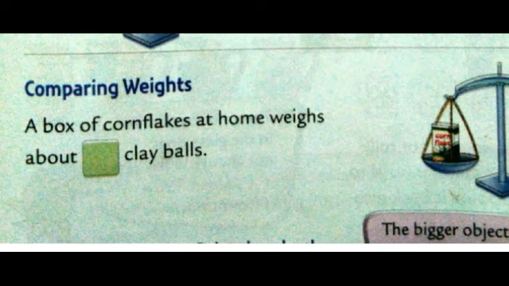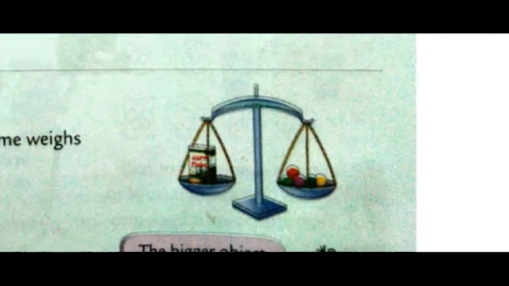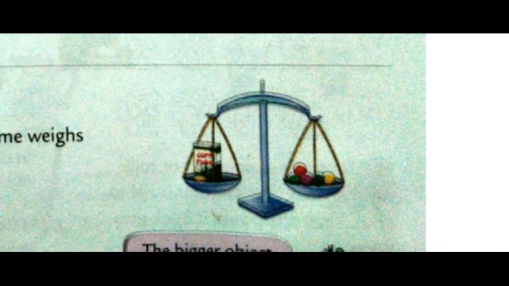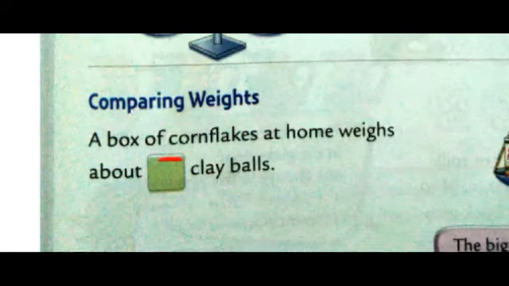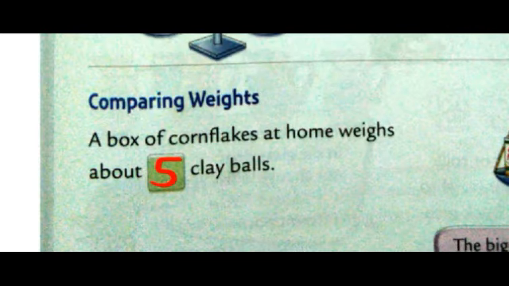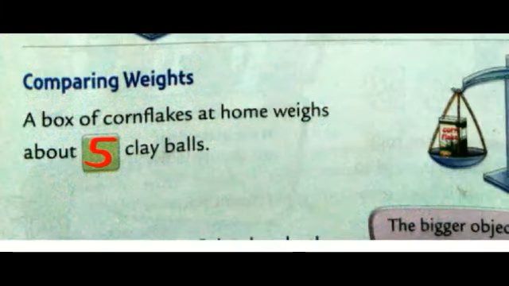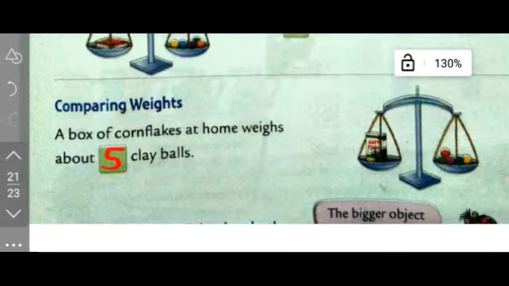Comparing weight. A box of cornflakes at home weighs about dash clay balls. It's about how many clay balls? 1, 2, 3, 4, 5. It's about 5 clay balls. We will write here 5. So this is the way we can find out how much something weighs. Okay, let's see the next page.